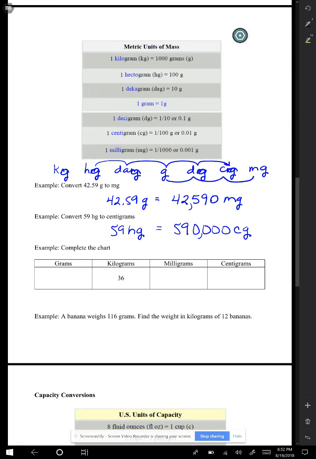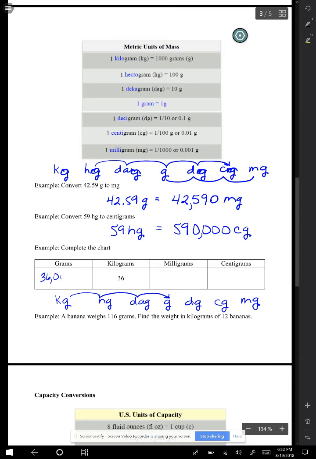And then this table is just asking us to take one measurement and convert it to 3 others. So we'll use our same system. We have 36 kilograms, and I'm going to rewrite this so that it's easier to see. We want to go from kilograms, and I'm going to do the grams ones first. So from kilograms to grams is 1, 2, 3 places to the right. So I need to add 3 zeros.